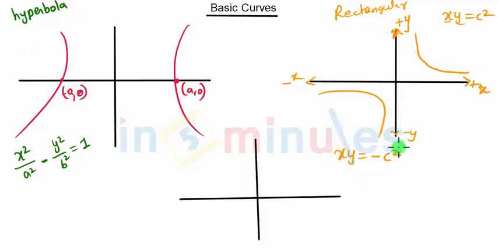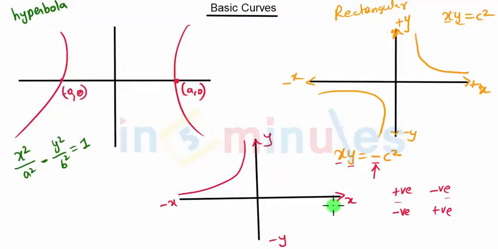Then we have xy equal to minus c square. So the product of two terms is negative. When is the product of two terms negative? When one is positive and second is negative, or when first is negative and second is positive. So here we have positive x, positive y, negative x, negative y. So we need positive and negative combination. So here it is y positive x negative. So the one curve will be here and the second curve will be here. So this is the rectangular hyperbola xy equal to minus c square. So these are the hyperbolas you should remember.